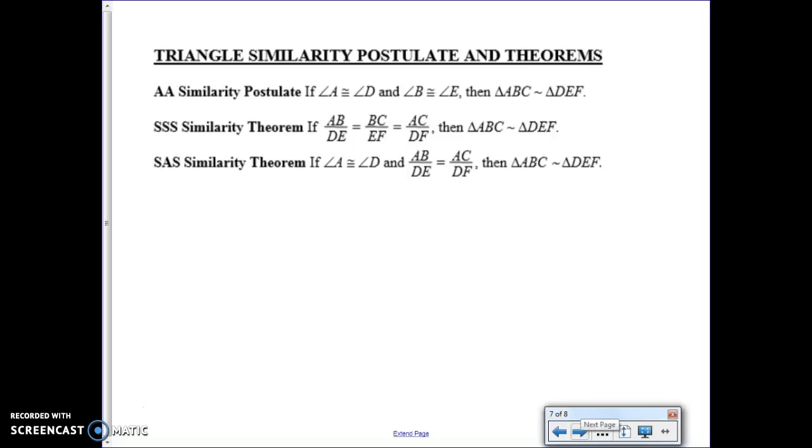Okay, so triangle similarity postulates and theorems. Again, we have talked about all of these. This is just a great place. You may want to circle this, highlight it. This puts all of them in one spot for you. So angle, angle, side, side, side, and side, angle, side are the 3 similarity theorems. And it tells you the pieces of things that you have to know to be able to say these 2 triangles are similar.